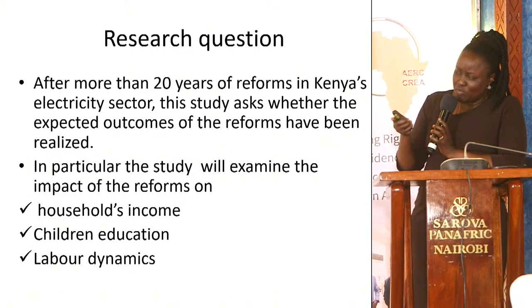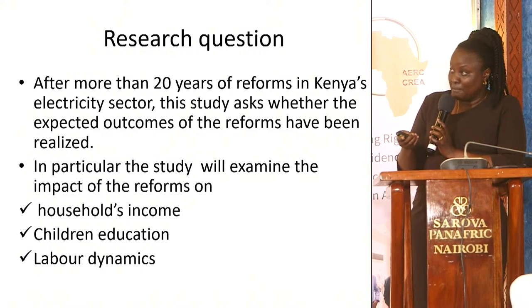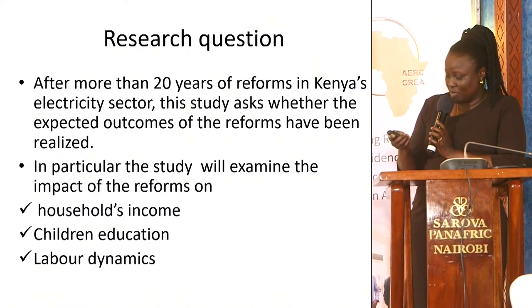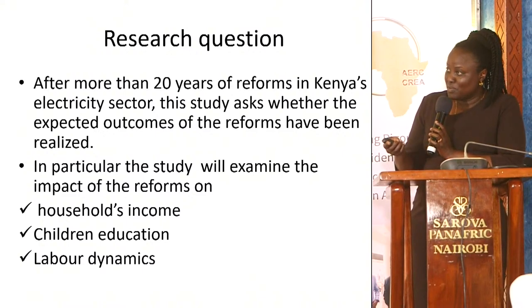And I also say that we can ask other questions on how this has impacted education and also labor dynamics. But in this proposal that I'm giving here, we are only focusing on household income, how access to electricity has impacted household income. So do we have more households, for example, carrying out more businesses that require electricity? Has income from the agricultural sector improved, or other businesses that require electricity access, have they improved household income? So that is the question that I have.